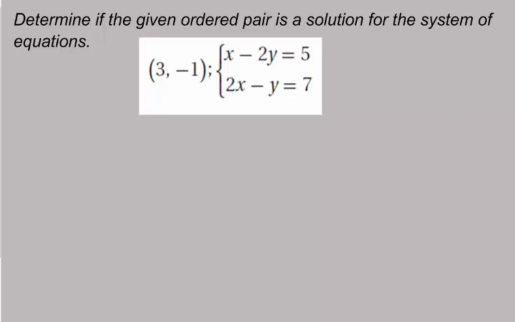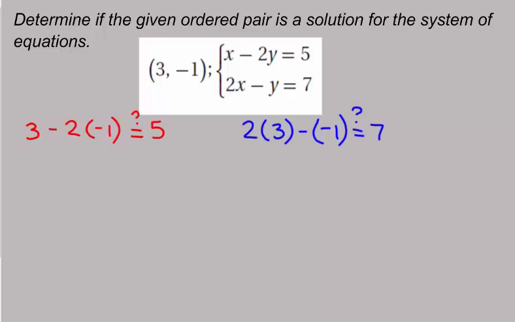So first thing we want to be able to do is find out, is this ordered pair of 3, -1 a solution for this system of equations? So the way that we can do that is we're going to take the x value of 3 and that y value of -1, and we're going to plug it into both equations. And we want to know, does that make the equation true?